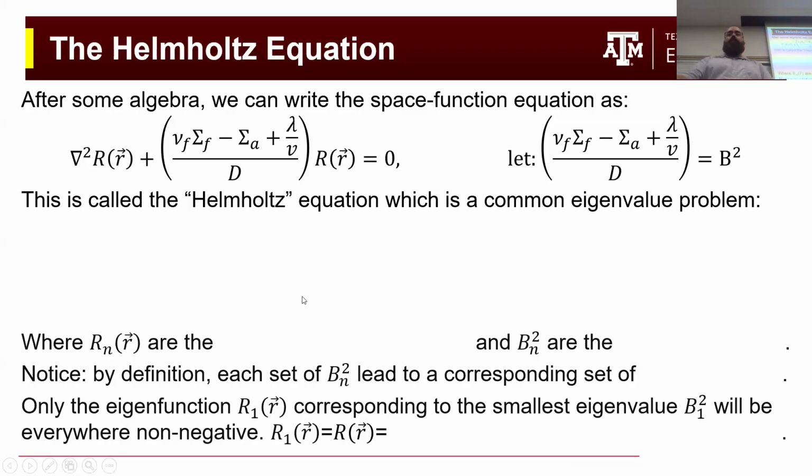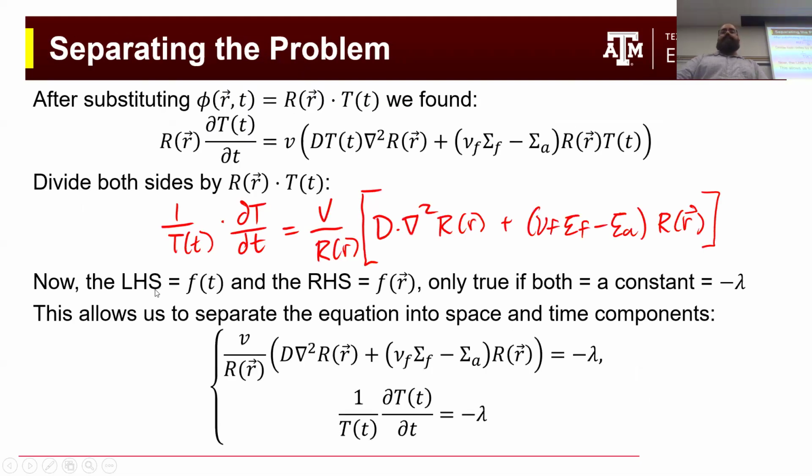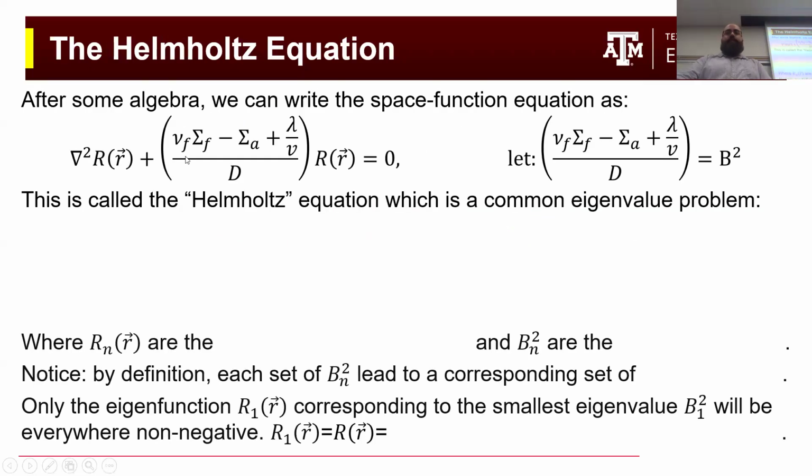So if we look at what this spatial differential equation looks like, and we do some algebra to get it into this form, we can arrive here by just doing some algebra steps to make it look like the Laplacian of R plus a big constant times R equals 0. And for convenience, because we have this giant term right here, we're just going to let that be equal to a new constant that we call B squared, so that we have this equation in a form that looks like something called the Helmholtz equation, which is a very common differential equation eigenvalue problem.